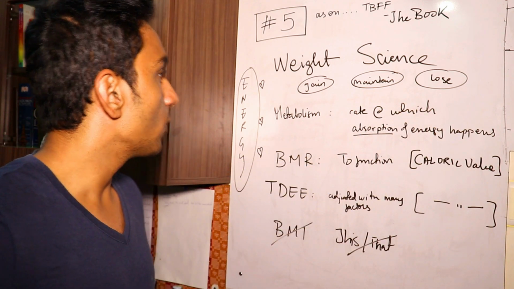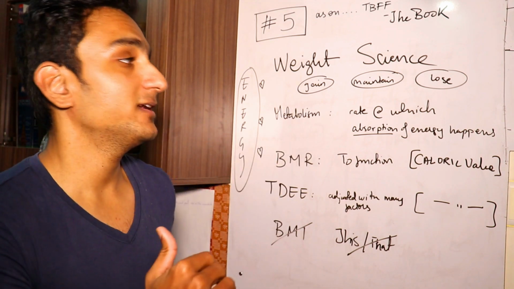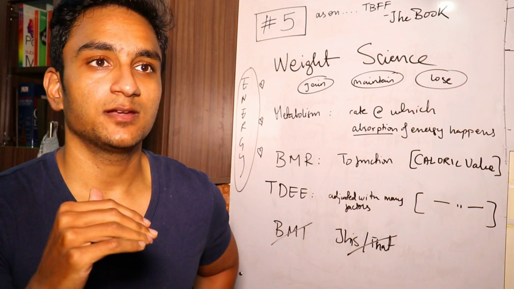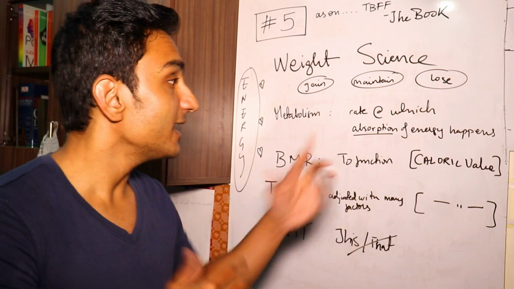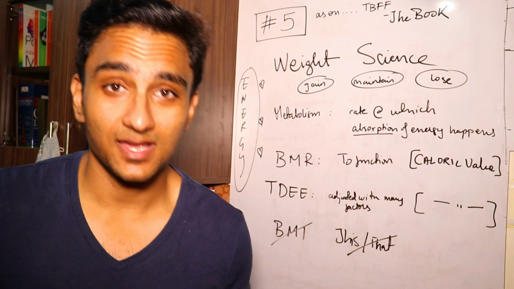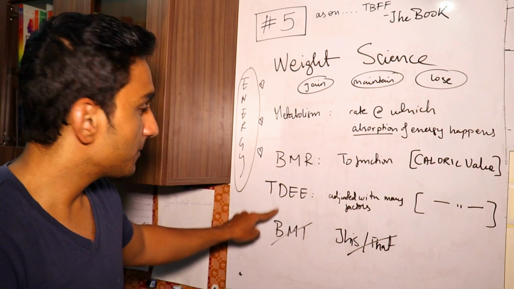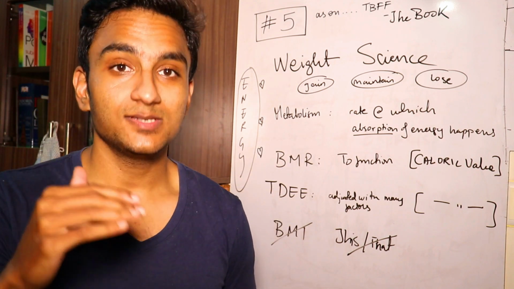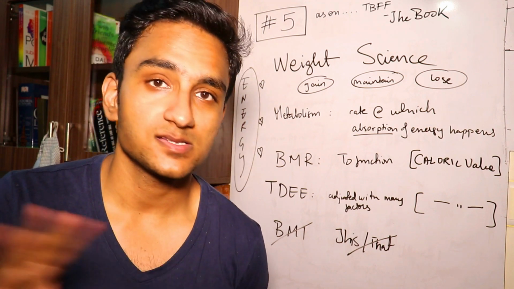Bite-sized information, let's go. Metabolism, for me, the best way to explain it is like I would explain it to a 5-year-old or a 7 or an 8-year-old. I call it this: it's the rate at which the body absorbs energy. That's what's written. These 3 points that I'm going to speak about right now, you need to know this like 1 + 1 = 2. Otherwise, forget ever mastering your own body.